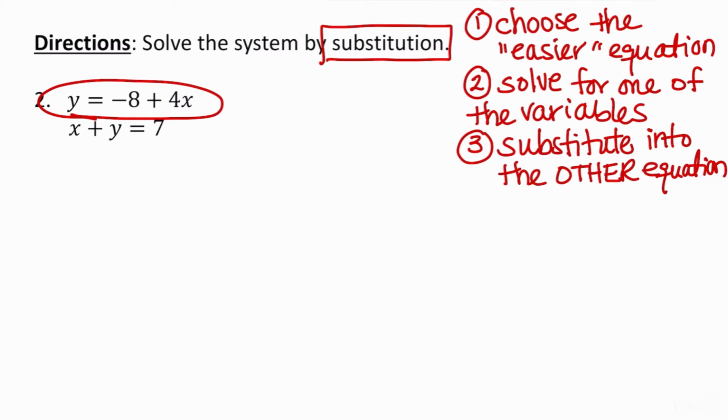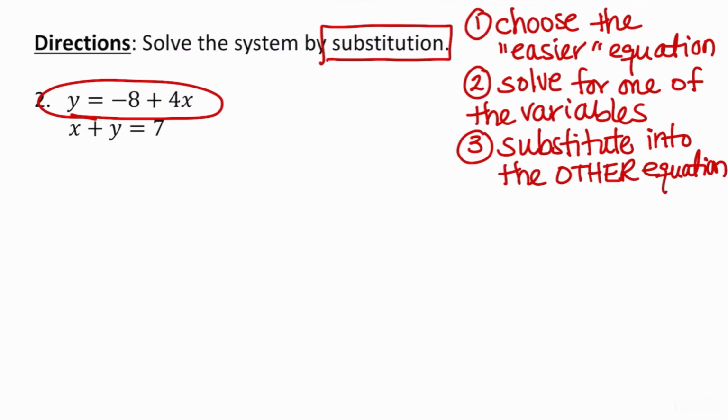Now, step 3 is once I have a variable by itself, which in this case I have y is equal to negative 8 plus 4x, I'm going to take that information and I'm going to substitute it into the other equation. Make sure you're going into the other equation. So the other equation is x plus y equals 7.